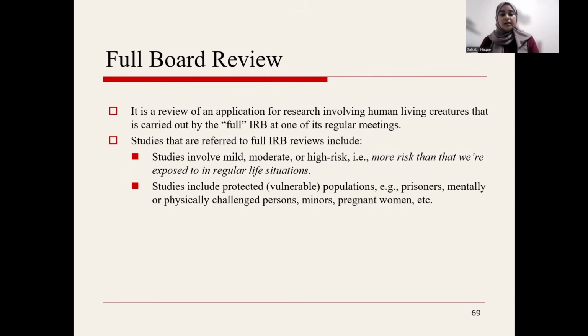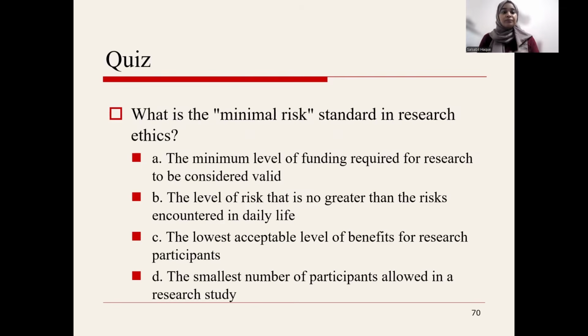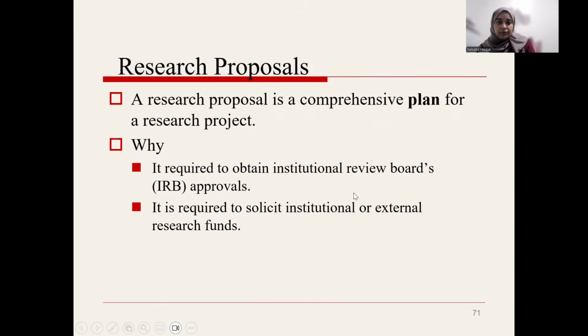This is done in studies which have mild, moderate, or high risk, not minimal. In other words, more risk than we face in daily life. And if the study involves protected populations, such as prisoners, mentally challenged or physically challenged people, pregnant women, minors, etc. Okay, so what is minimal risk? The answer is going to be B. The level of risk that is no greater than the risk in real life.